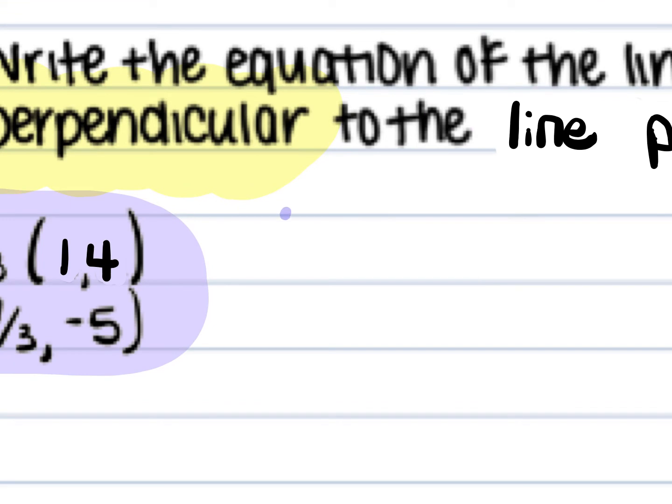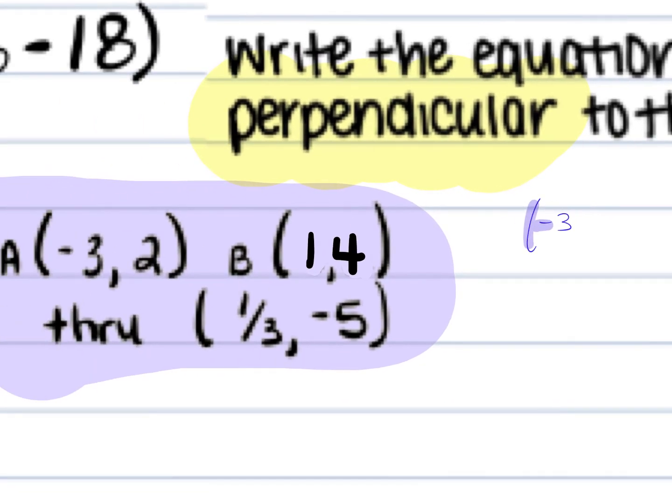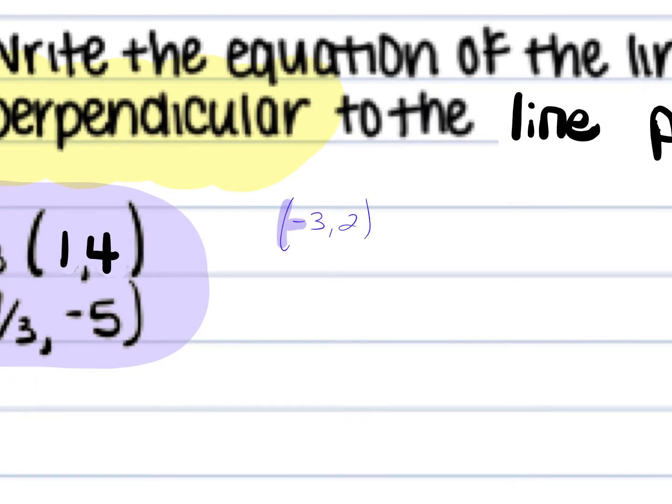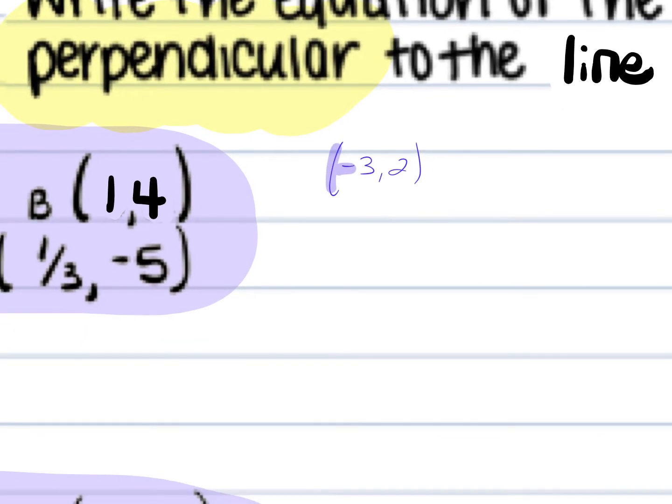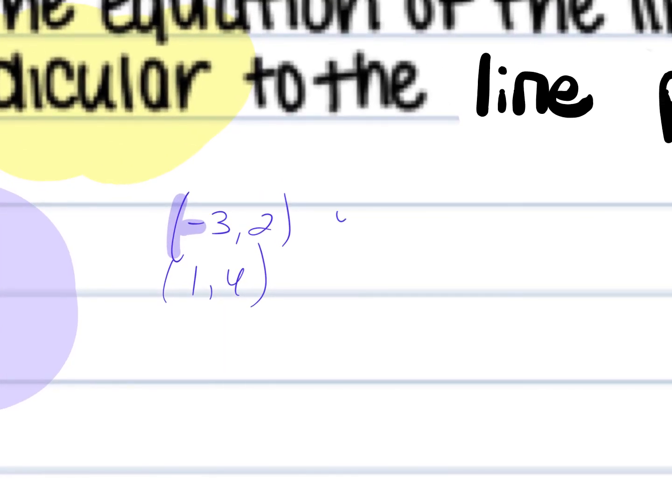I have 2 points. I have negative 3, 2. And I have 1, 4. What are the 2 things you need to write an equation of a line? Slope. Yeah? Do I have the slope here? No. But do I have enough information to find the slope? Yes. Slope formula. y2 minus y1 over x2 minus x1. They give you 2 points, guys.